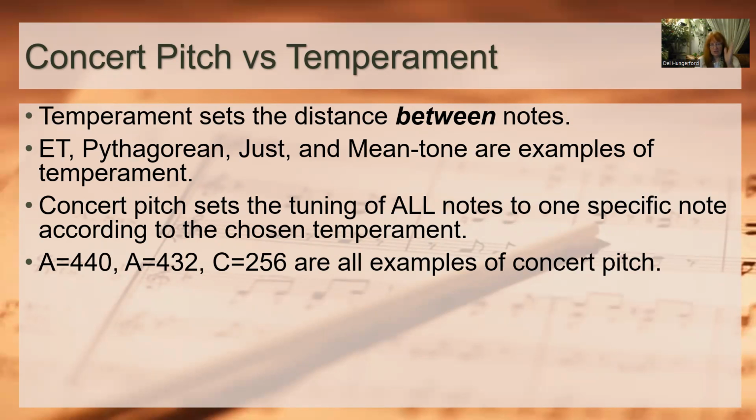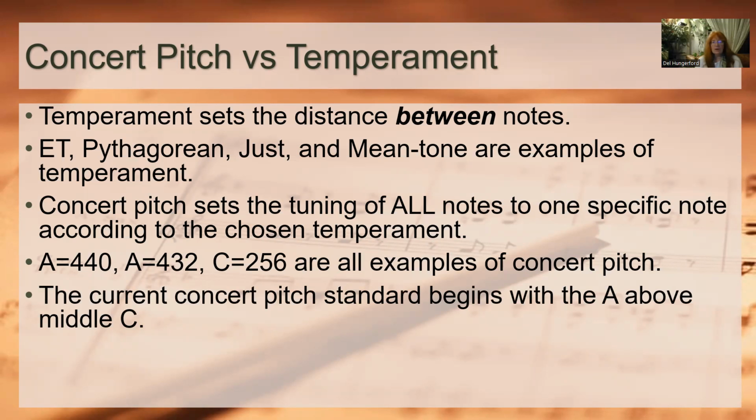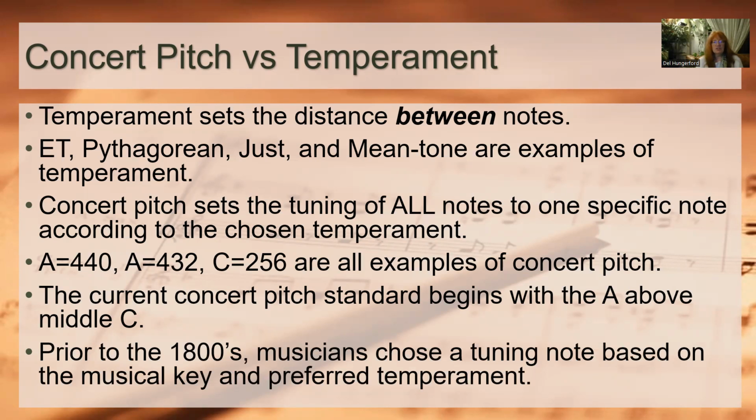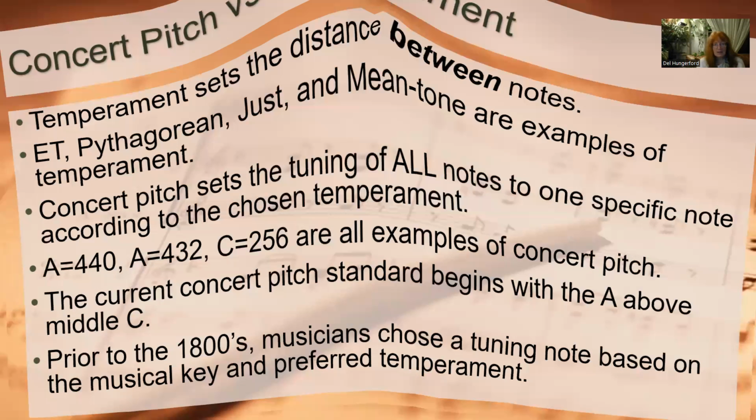So that means if you're tuning to 256, you're going to tune that C, which is the octave below middle C. I think it is. I'd have to look it up again. And you're going to tune every other note on the piano or your guitar or your violin or whatever string instrument to that C instead of the A above middle C. The current concert pitch standard begins with the A above middle C. Prior to the 1800s, musicians chose a tuning note based on the musical key and the preferred temperaments. Some composers really preferred specific keys, and they would choose a temperament.